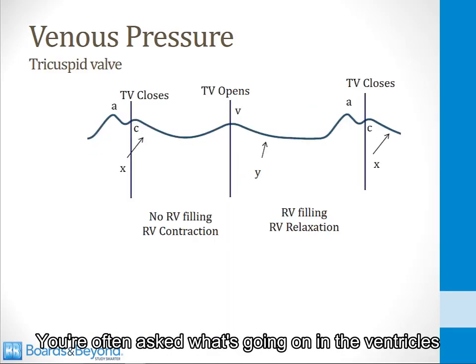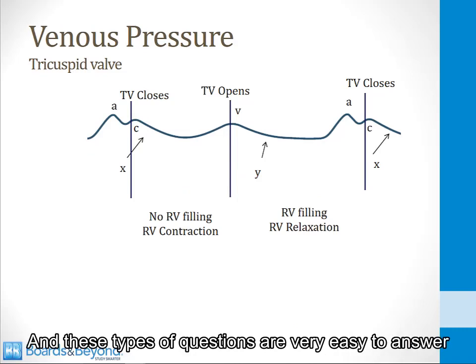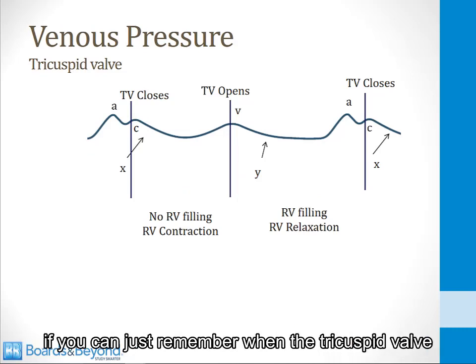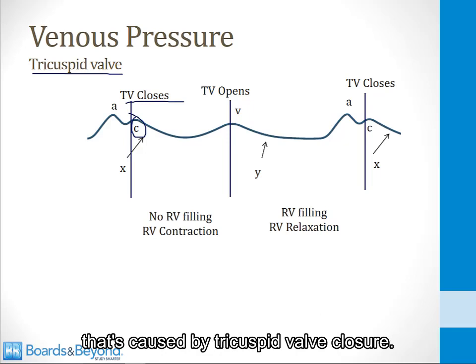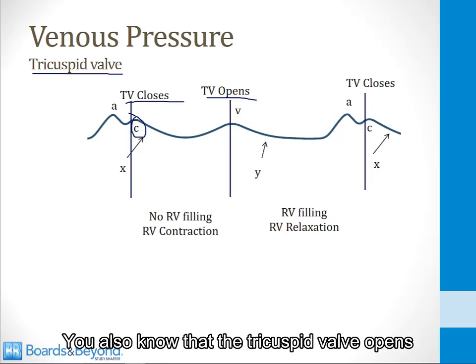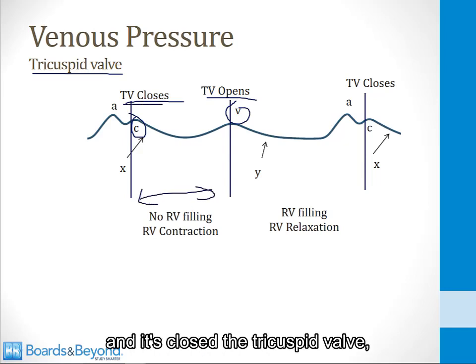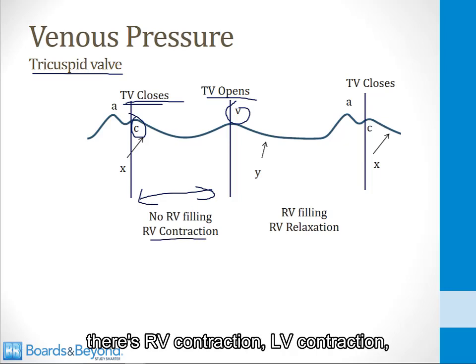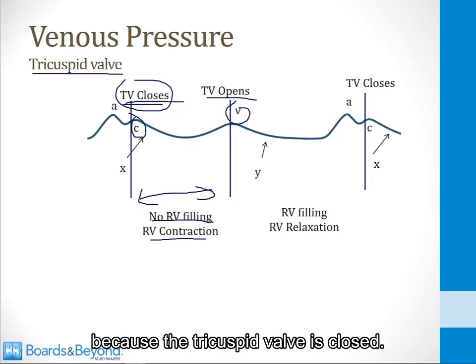You're often asked what's going on in the ventricles during different portions of the venous pressure tracing, and these types of questions are very easy to answer if you can just remember when the tricuspid valve opens and closes. So you know that the tricuspid valve closes at the C wave. That's caused by tricuspid valve closure. You also know that the tricuspid valve opens at the peak of the V wave. So between these 2 points is systole. The ventricle is contracting and it's closed the tricuspid valve. There's RV contraction, LV contraction, and there's no filling of the right ventricle because the tricuspid valve is closed.